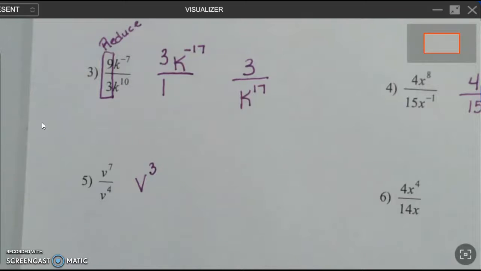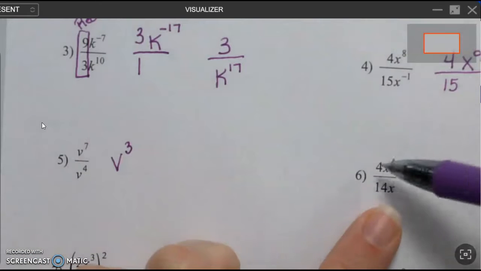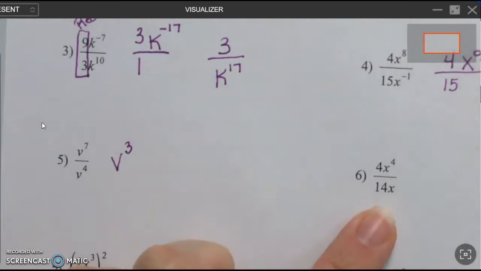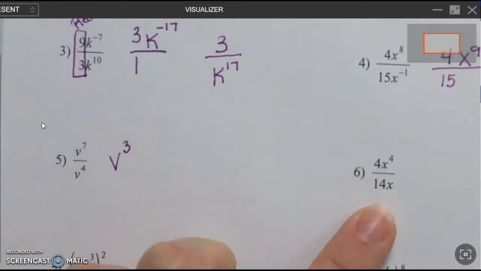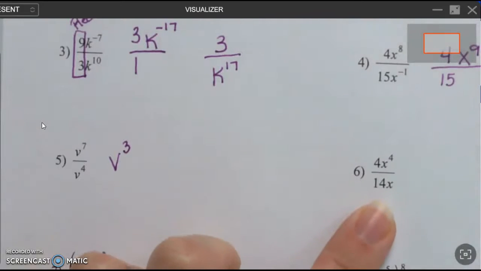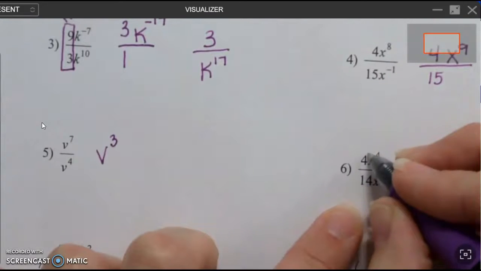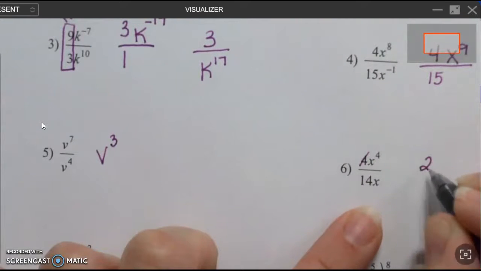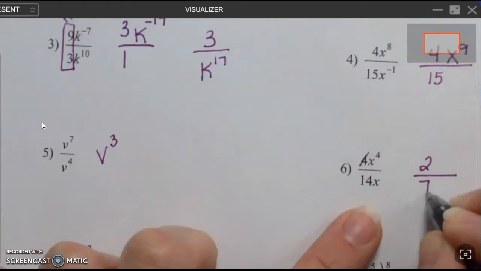Let's talk about that. Oh, let's do this next one real quick. 4 and 14. Can you reduce 4 and 14? No. Yes. You can divide them by 2. They're both even numbers. I can take them down by 2. If they're both even numbers, you can always reduce. So a 2 and a 7.